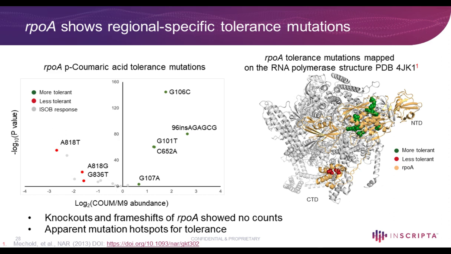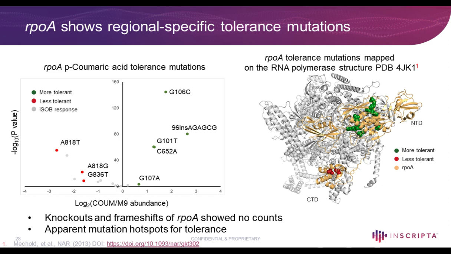So in green are those mutations that made the cell more tolerant to coumaric acid. And on the left of that plot, in red, are those mutations that made it less tolerant. And just to help clarify, in gray are the dots for the isobutyric response. In almost all cases, as you can see in gray, the isobutyric response was depleting with all modifications. But in coumaric acid, some improved tolerance and some were depleting.